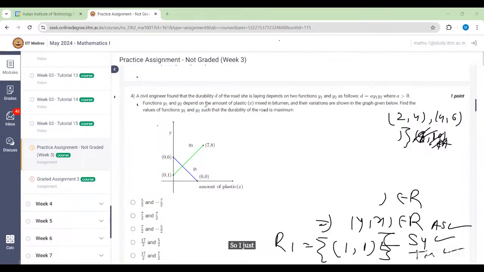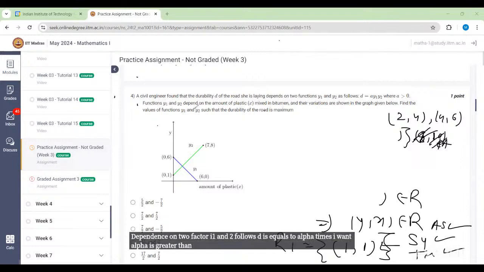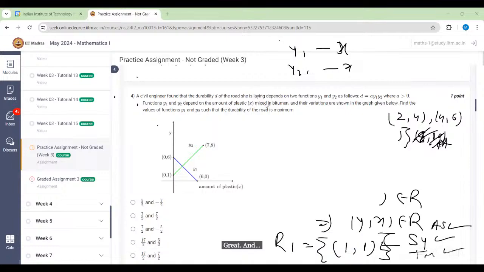Okay, so a civil engineer found a durability D of the road. It depends on two factors y1 and y2 as follows: D is equal to alpha times y1 times y2, where alpha is greater than 0. So the functions y1, y2 depend on the amount of plastic x. So that means y1 and y2 are simply functions of x, right? And the amount of plastic x mixed in, and their variations are shown in the graph below. Find the values of functions y1 and y2 such that the durability of the road is maximum.